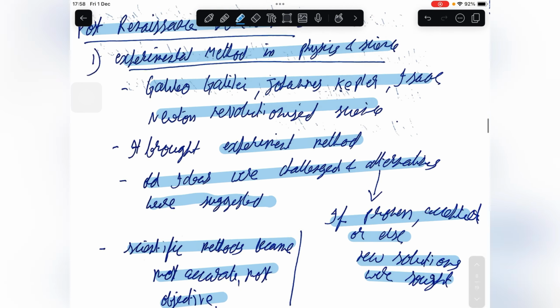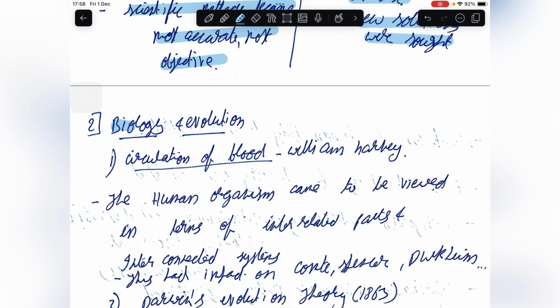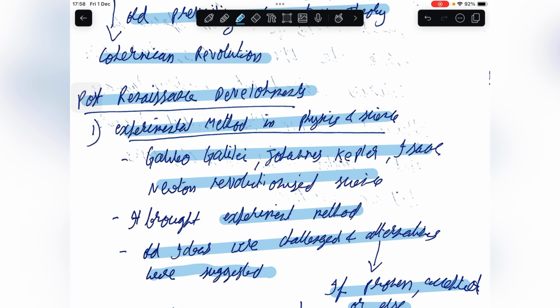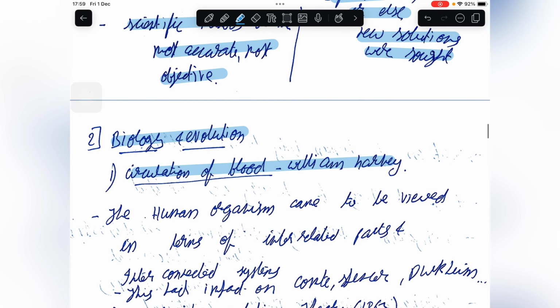So this is what the Renaissance is. And there is also biological evolution. Let's talk about it. The circulation of blood was given by William Harvey. Experimental methods in physics and science was the first point in post-Renaissance development, and the second point is the circulation of blood, which is a biological development. This is what I meant when human and nature were approached together.